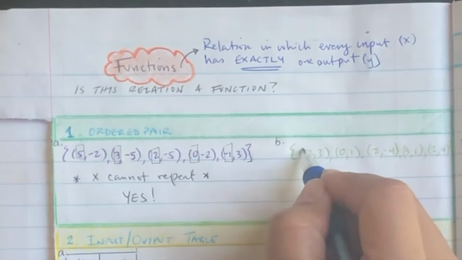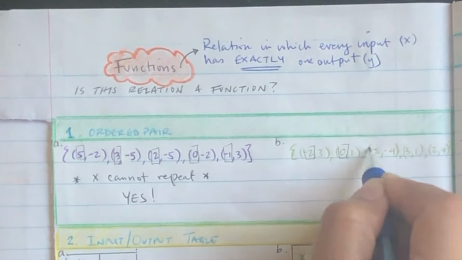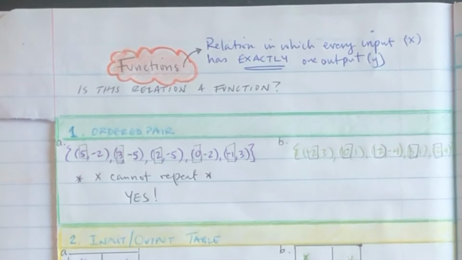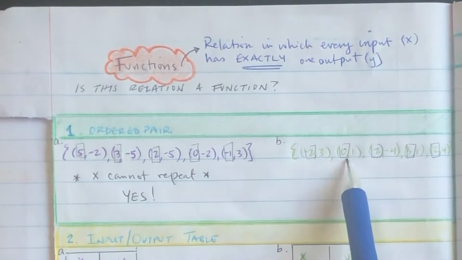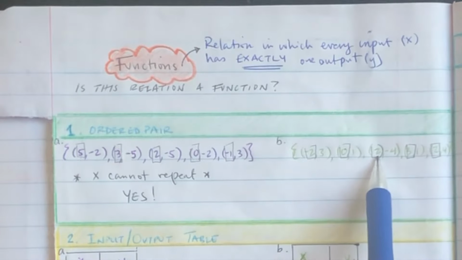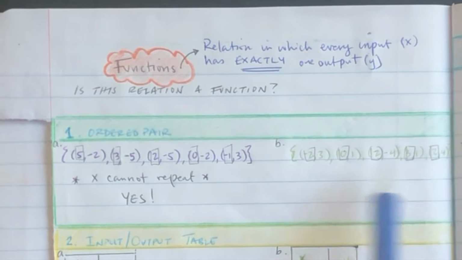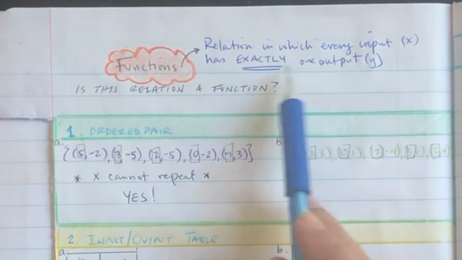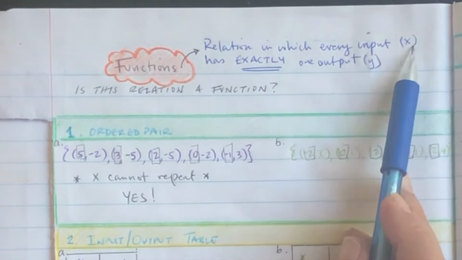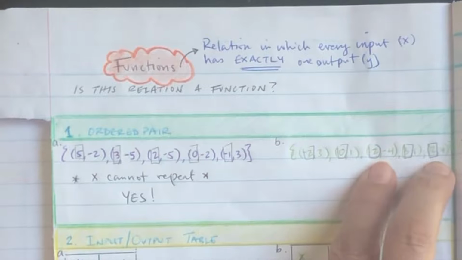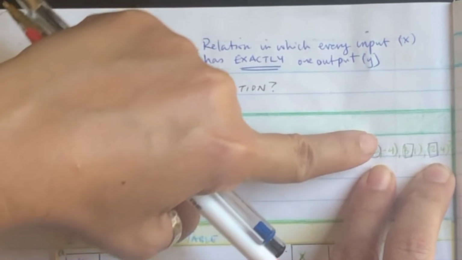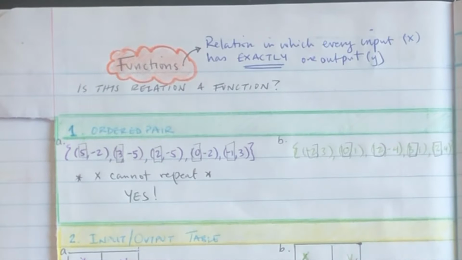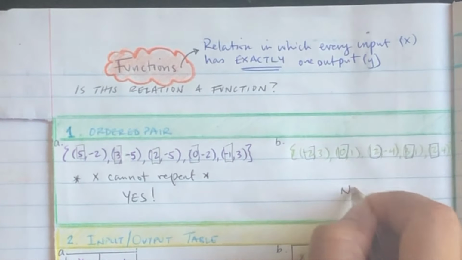So again, go ahead and look at all your x's. Are all the x's different? No. You can see here you have a 2 and here you have a 2, so x's repeat. That means every input x should have exactly one output. In this case, for every input x, these two right here, it has two outputs. It has -4 and +4, which cannot happen. So x is repeating, so this is no.